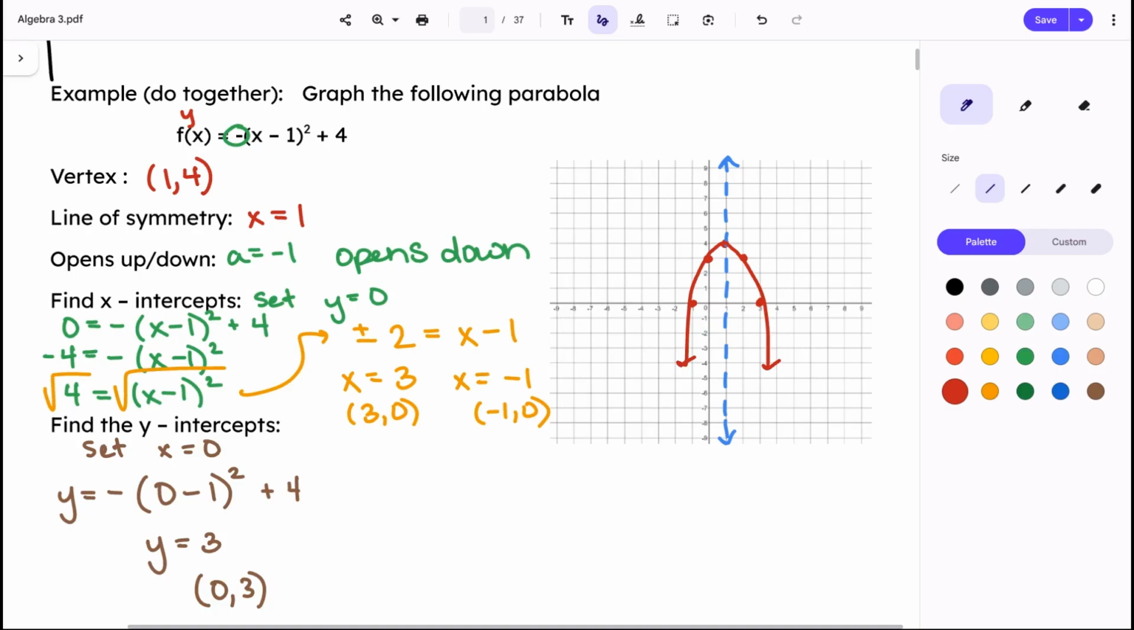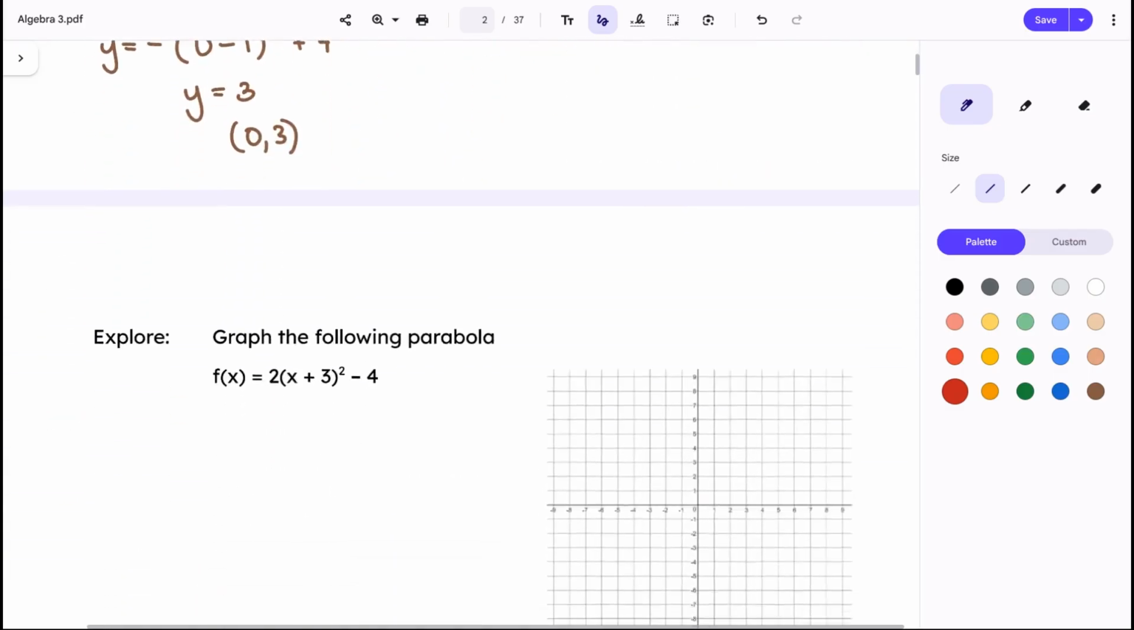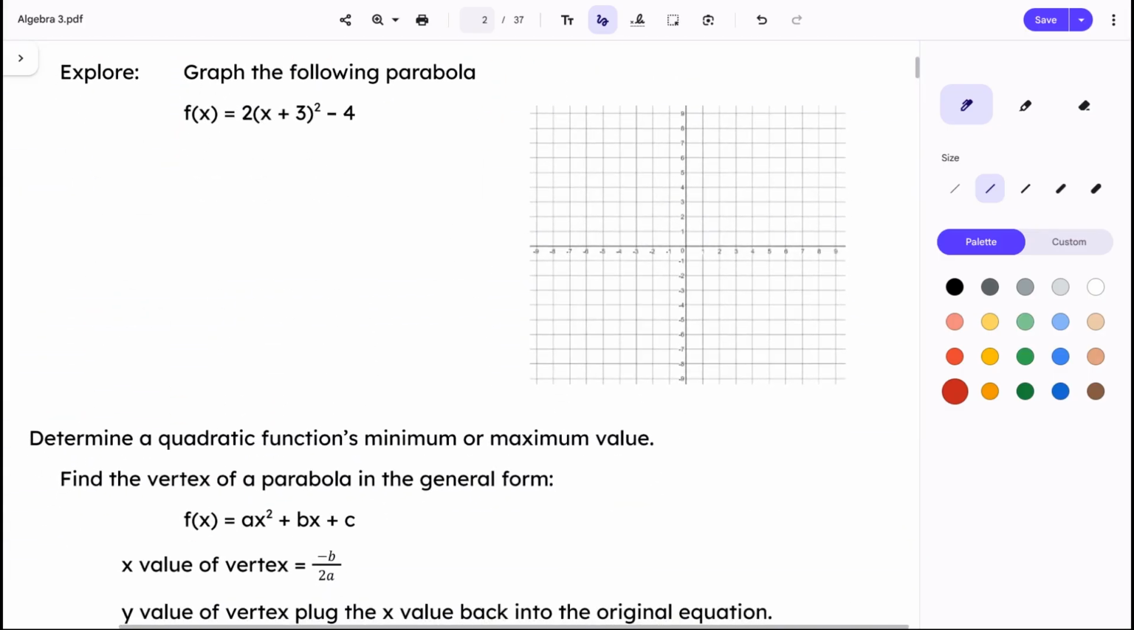Okay, let's turn our page over. Let's do another one. I'm going to have you guys kind of take the lead here, though. Take charge. Take charge. We're going to start by finding our vertex. What say you guys?